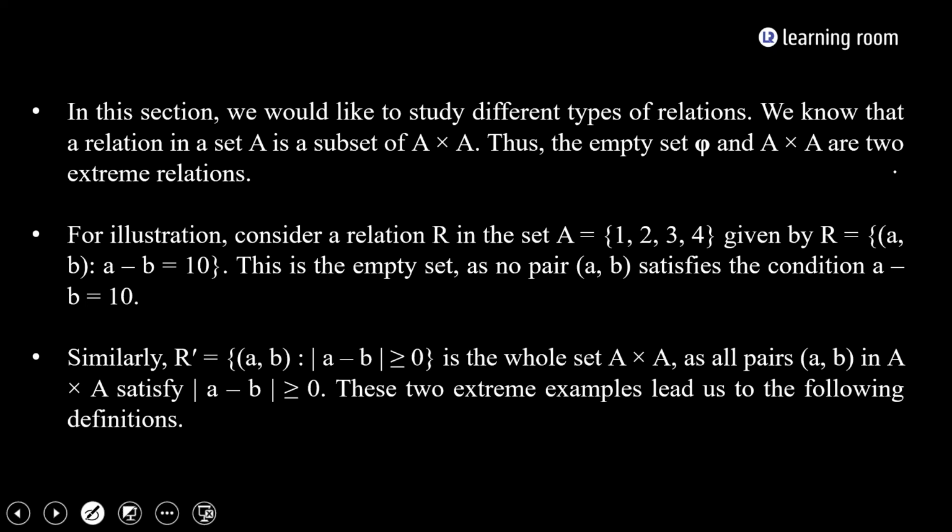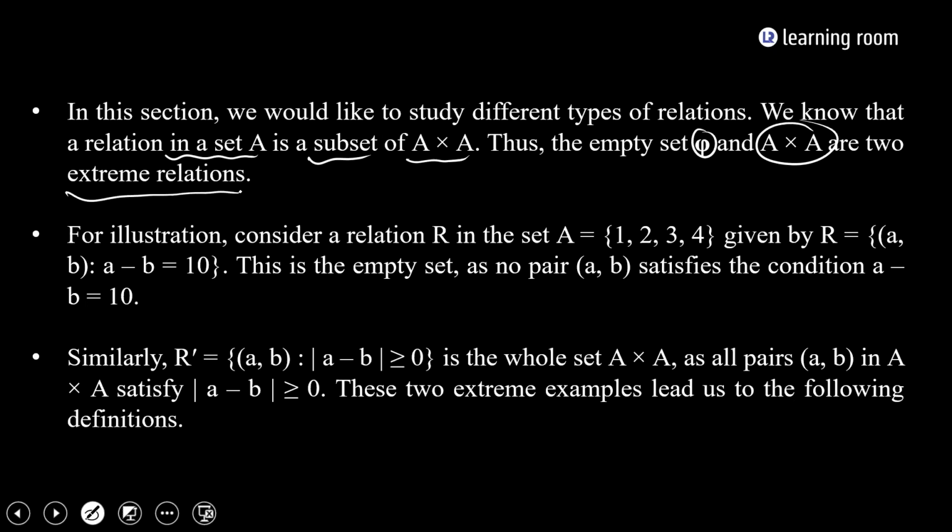But we know that a relation in set A, this is how all the statements start. When I say a relation in a set A, it means it is a subset of the Cartesian product of that set with itself. So when you define a Cartesian product of a set A, there are two extreme relations that you can get. One relation is going to be a null set, and the other relation will have the universal set. That is why they said the empty set and A cross A are going to be two extreme relations.